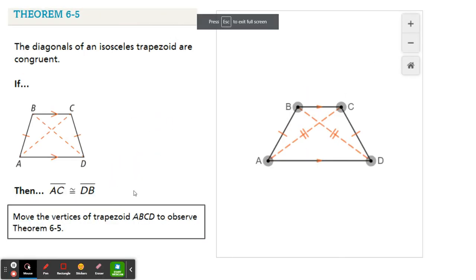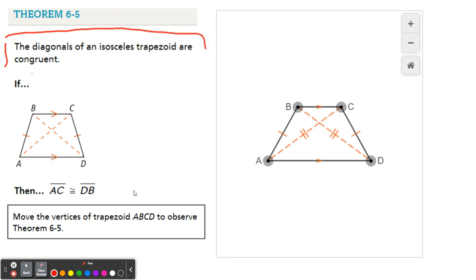Okay, second property of isosceles trapezoids involves the diagonals. In this picture here, the diagonals of an isosceles trapezoid are congruent. So if I know that the sides are congruent here in the isosceles trapezoid, then AC and BD are the diagonals. They're going to be congruent.